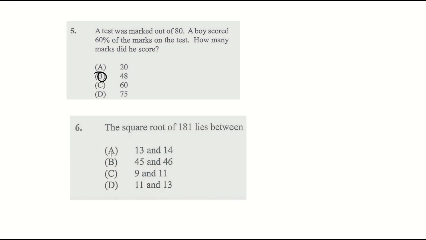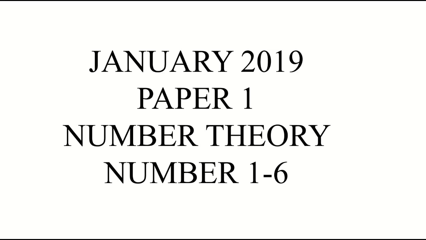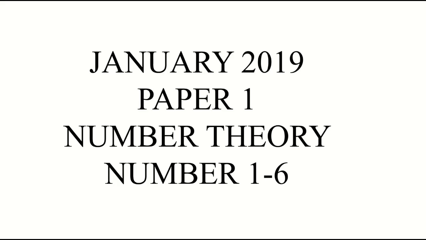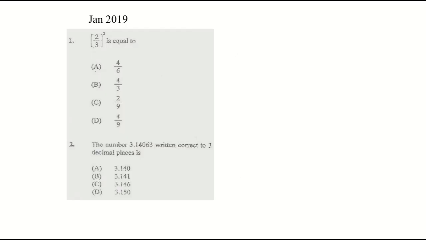This one here, again, we need the root of 181 lies between. This is 169 and 196. So the answer is E. Right, 181 does lie between those two values. And that would be the end of May, June 2019. Now we're going to do January 2019.